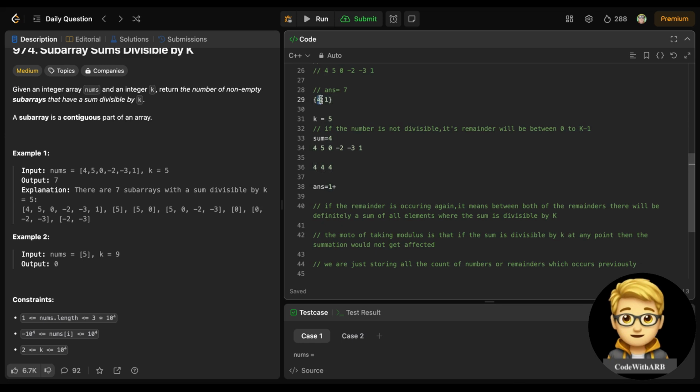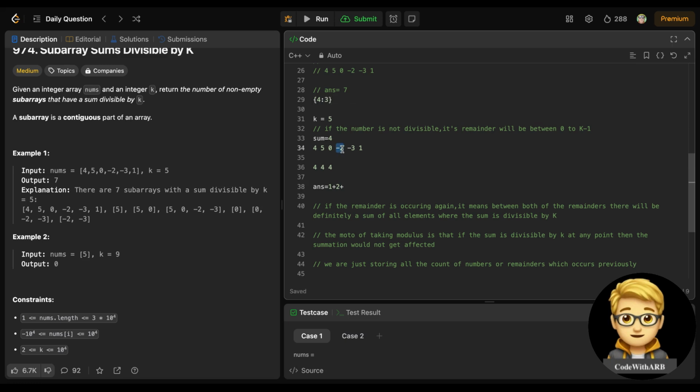So this 4 is 1. Again this 4 occurs, so I will make it 2. Now again this 4 occurs. So for this 4, how will we check that it is occurring, and how many times? By seeing this, 2 times. So I will just include this 2, right? Now this 4 occurs 3 times, so I will make this 3. Now again I will go to -2.